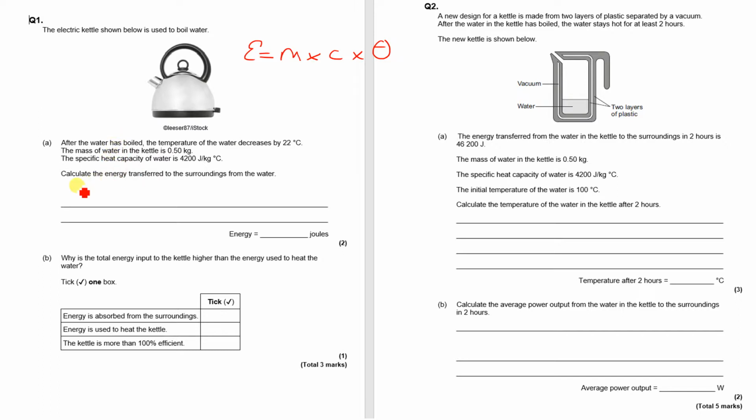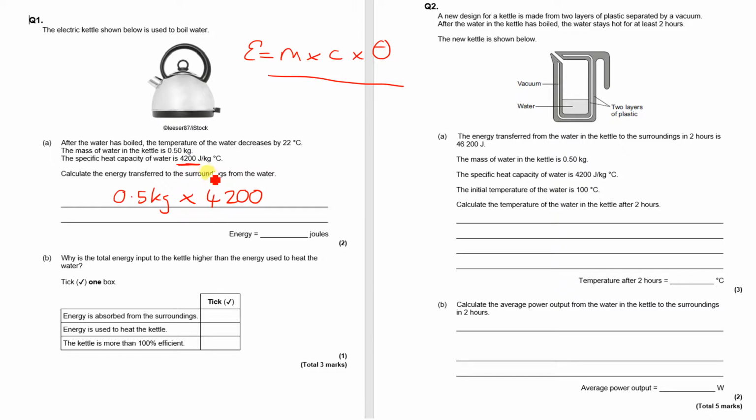Right, so in this calculation, we're trying to calculate the energy transferred to the surroundings from the water. So it's quite a simple one because it's using the equation that we're given. All we need to do is multiply the mass, which is 0.5 kilograms, multiplied by the specific heat capacity, which for water is 4,200.